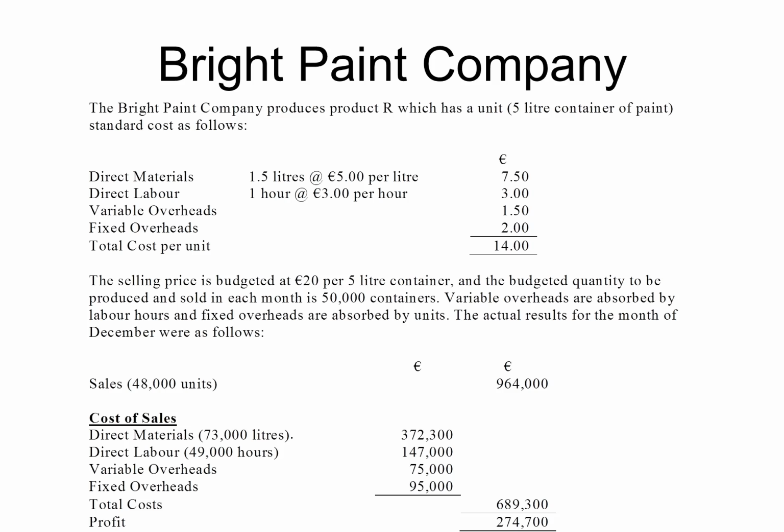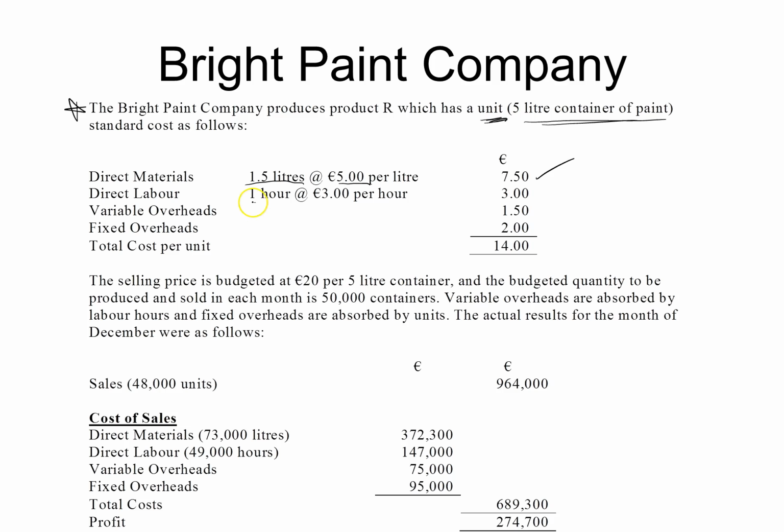Here we have the Bright Paint Company. Starting at the top, the Bright Paint Company produces product R, which has a unit standard cost as follows. Now they're in containers, but we're just interested in the unit. So you have direct materials. It takes 1.5 litres of material to make a unit, and the cost is €5 per litre. That gives a total cost of $7.50.